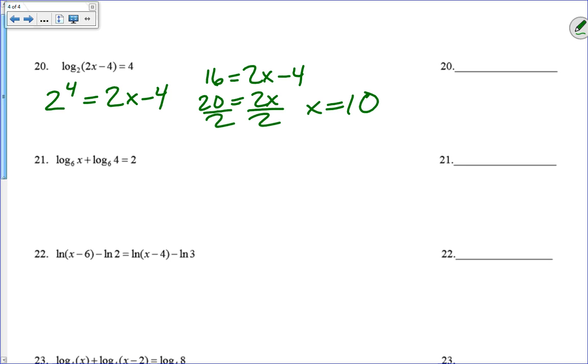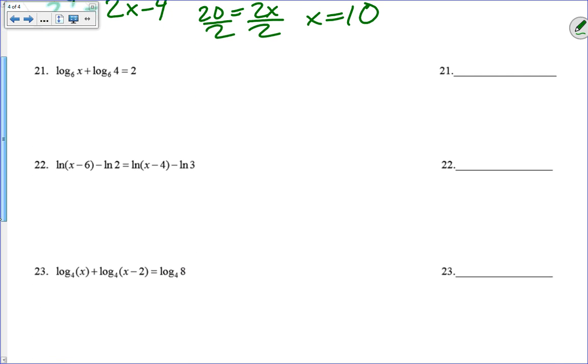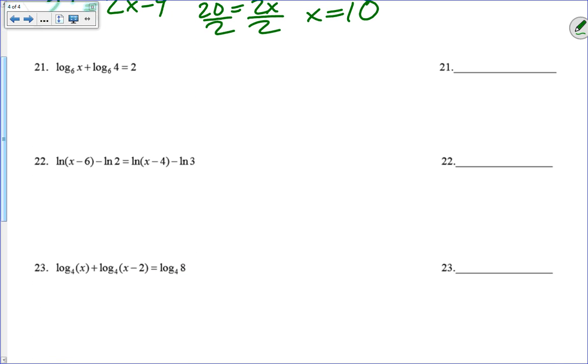So we're in log form again, but now we have multiple logs here. So we're looking at this, and I want to take this in exponential form. I want to get there. But for right now, I can't. I got multiple logs. I need to get to one log. So we can combine these using those properties into one log. Since we're adding, we need to multiply together. So we'd get log base 6 of 4x is equal to 2.